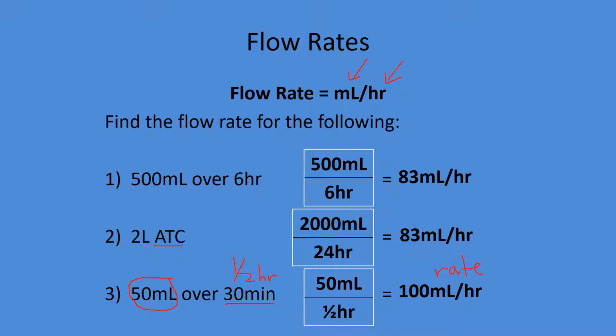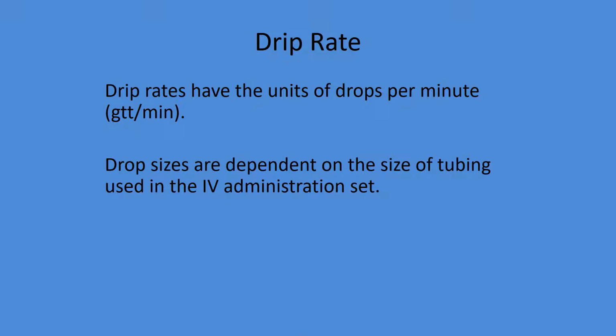So this is what the pharmacy will place on the label of any IV infusion product. However, the units of flow rate are way too large for the nurse when they're administering the medication. So what they'll do is they'll convert to drips per minute. So as they're adjusting the clamp, they can estimate how many drops enter into the drip chamber, and that would approximate the flow rate.